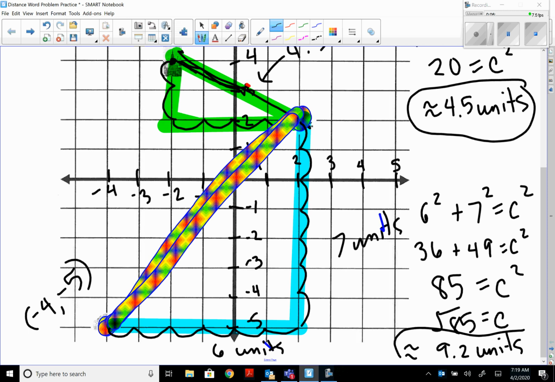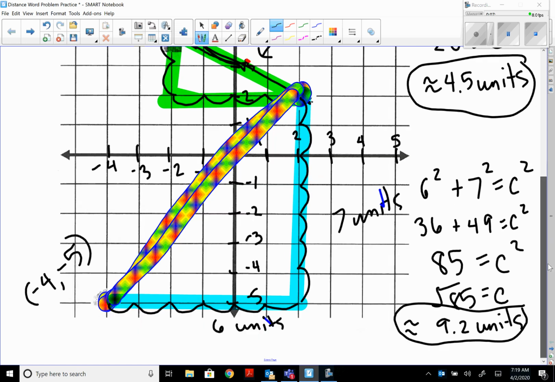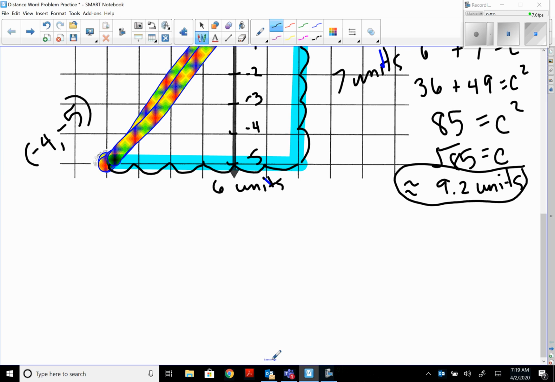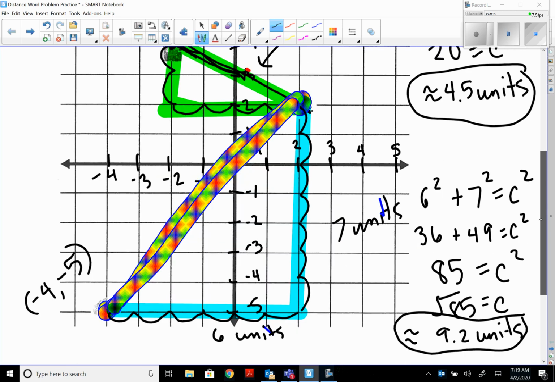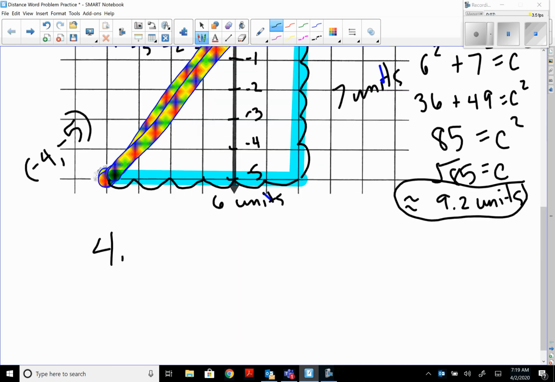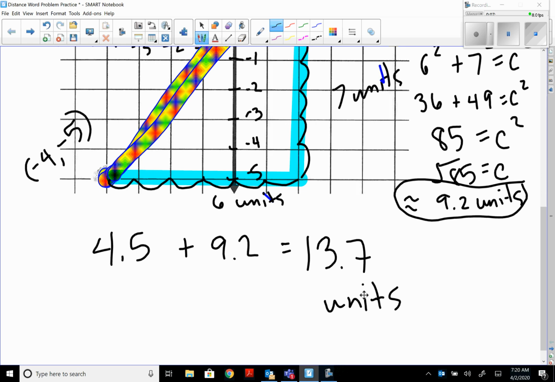But if you go back to your original question, it's asking us how far total she went. So now we've got to combine those two. We've got to combine the first distance, which was 4.5, with the second distance, which is 9.2, to get her total distance. So 4.5 plus 9.2 is approximately 13.7 units. I hope that made sense.